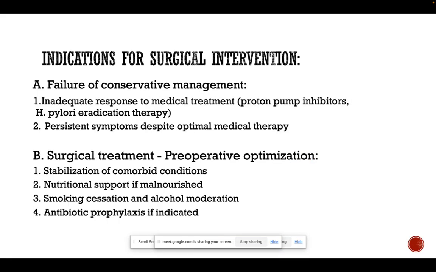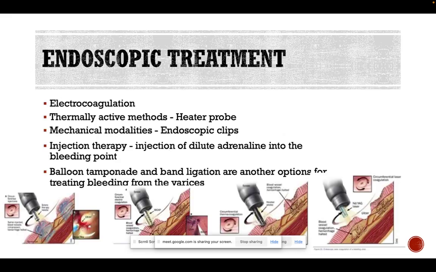Indication for surgical intervention. Surgical intervention is generally done for unstable or emergency care patients, in increasing order of their severity. The indicators are an inadequate response to medical treatment, that is, the medical treatment is not working, and persistent symptoms after medical therapy, which indicates that the patient is not responding to the medicine. For surgical treatment, we do optimization, which includes stabilization of the patient, nutritional support if needed, smoking and alcohol moderation if needed, and antibiotic prophylaxis.